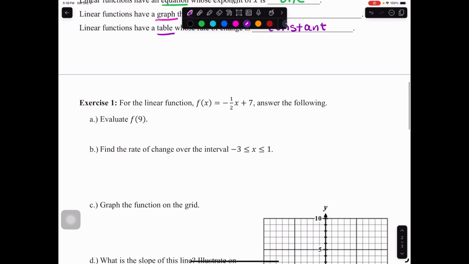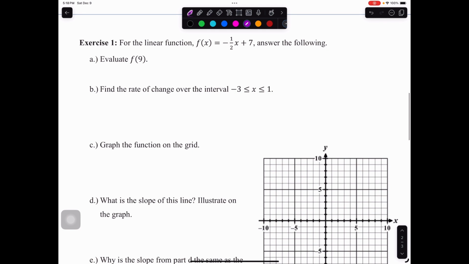So this chapter is all about linear functions, and there are certain things that you are expected to be able to do with a linear function. So some of this is going to be review of prior concepts we've talked about, and it's a nice overview of everything that's, again, expected for you to know about a linear function. So we'll start with evaluating.